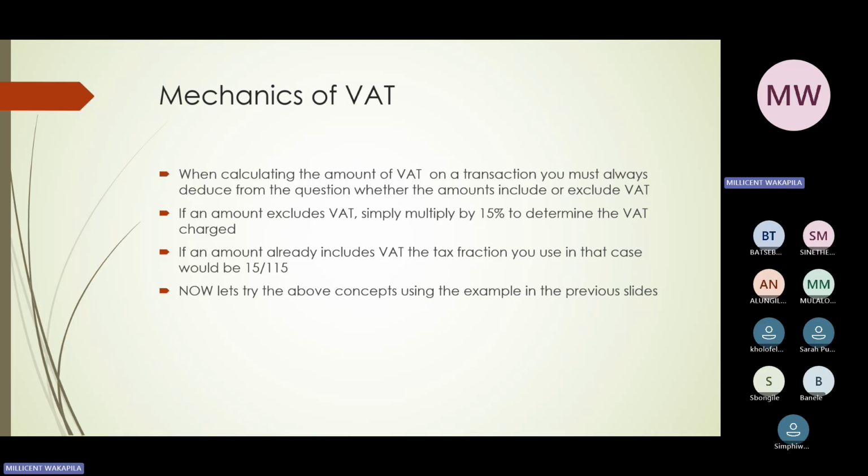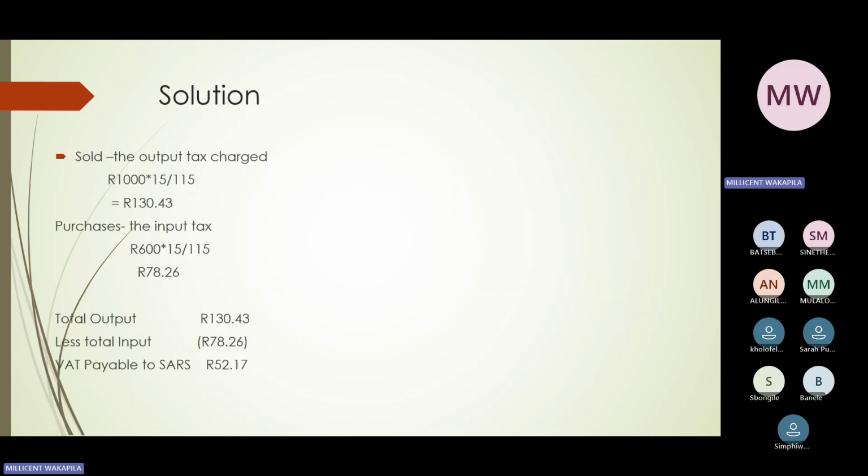Now let's try the previous example, but we have to change the scenario to amounts including VAT, and you see what I mean by the fraction. The fraction changes and the values change as well, right? So the output VAT, meaning the VAT here is still VAT outputs. Nothing has changed except the VAT fraction, that is 15 over 115 multiplied by 1,000 rand.